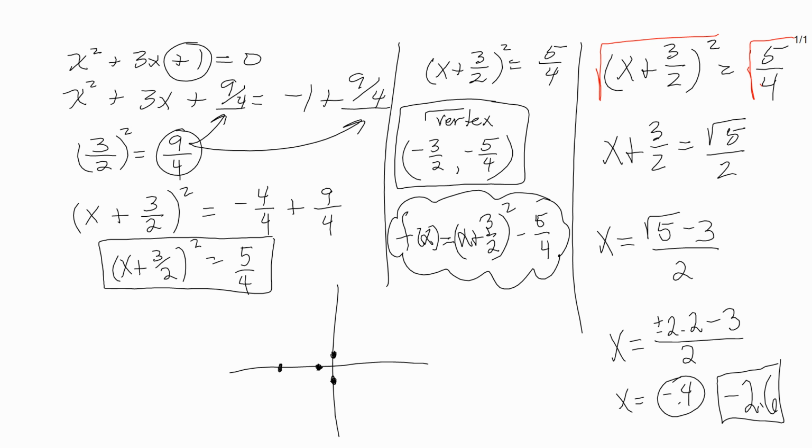Now, what told me something was wrong? Well, the points weren't lining up. And that's why you sketch the graph, so you can see if everything's working. And the vertex is negative 1.5 and negative 1.25. Okay?